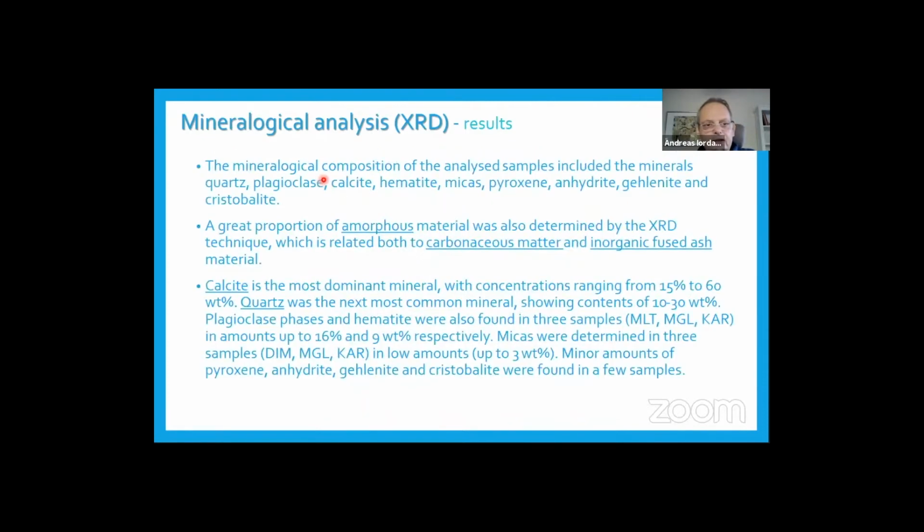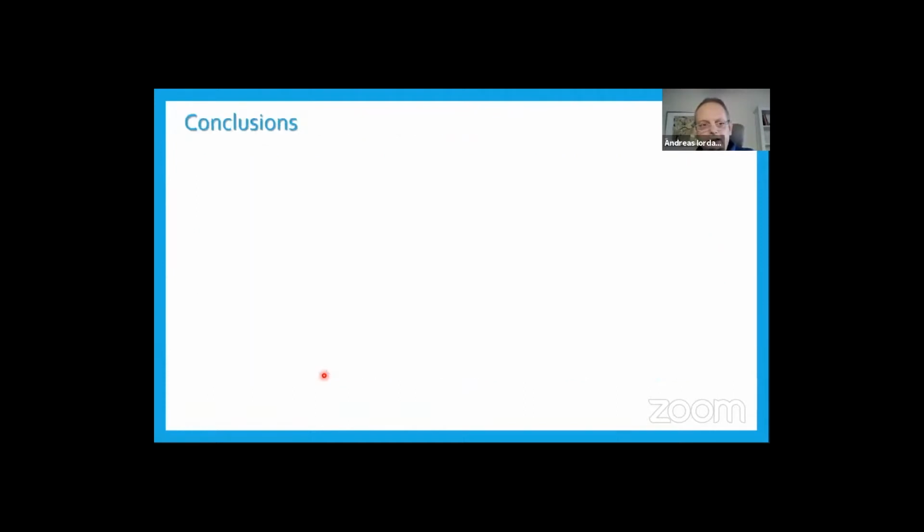Summarizing the mineralogical results, we can say that we found all these minerals. So we have a great proportion of amorphous material, which could be carbonaceous material, organic material, but also inorganic fused ash material. So this amorphous material could be both carbonaceous and inorganic material. And we also have high amounts of calcite and quartz, and some minor amounts in some samples of micas or pyroxene, anhydrite, and other minerals.